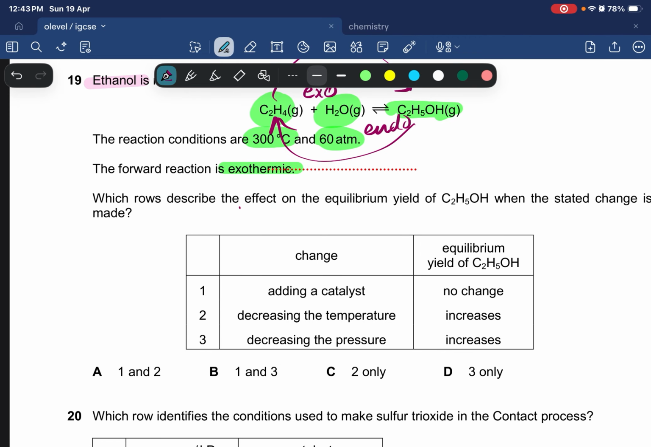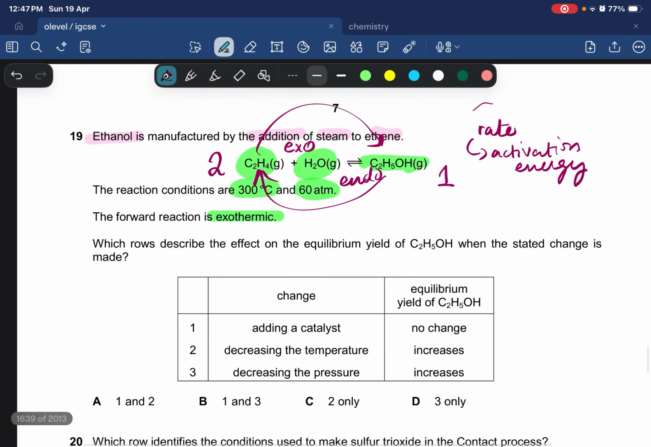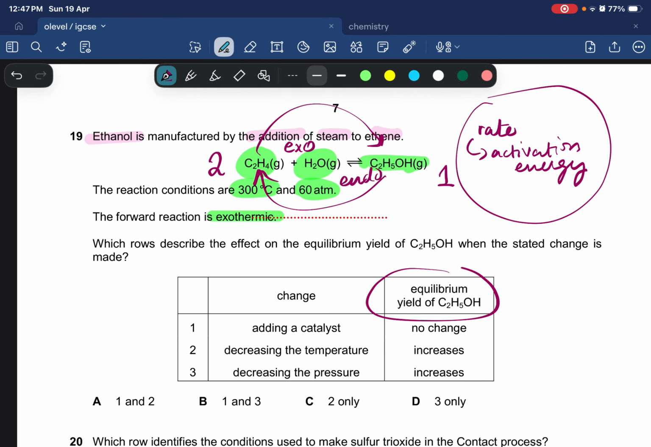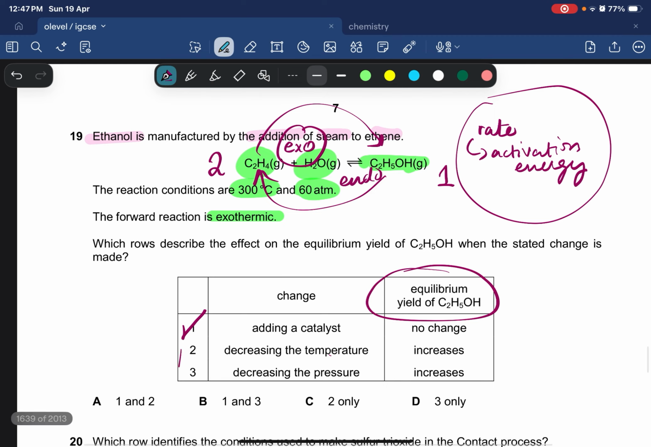Which row describes the effect on the equilibrium yield? Statement 1 says adding a catalyst. Catalyst only affects the rate and activation energy, so it's going to have no effect on the equilibrium yield. That is correct. Decreasing the temperature is going to make the forward reaction happen, that is exo, because when you decrease the temperature, the equilibrium tries to increase back the temperature, and for that you have to do the exo part.